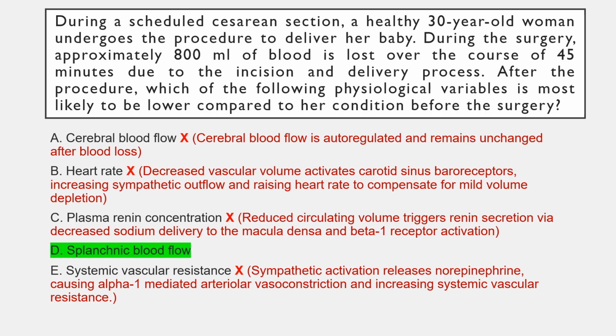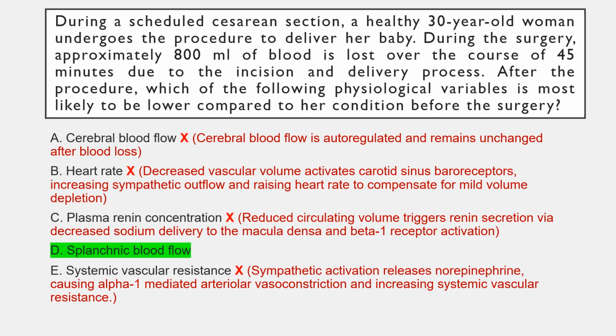Option C is incorrect because renin plays a key role in maintaining blood pressure and volume. With a decrease in effective circulating volume, the macula densa senses reduced sodium delivery, and beta 1 receptor stimulation further enhances renin secretion. So plasma renin concentration rises, not falls, and that's why this option is incorrect.